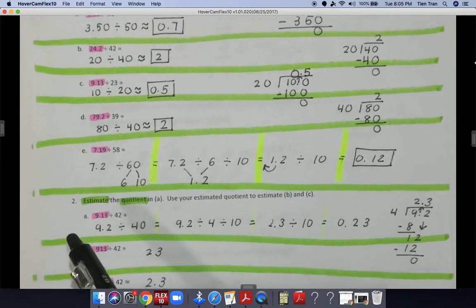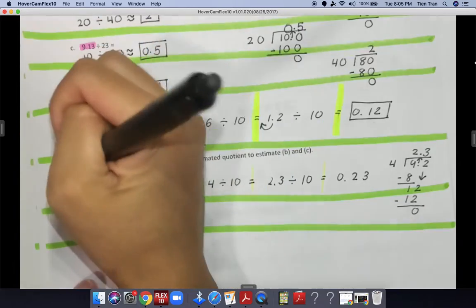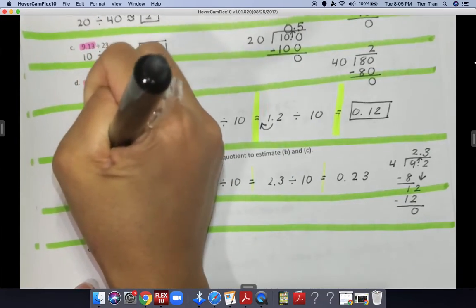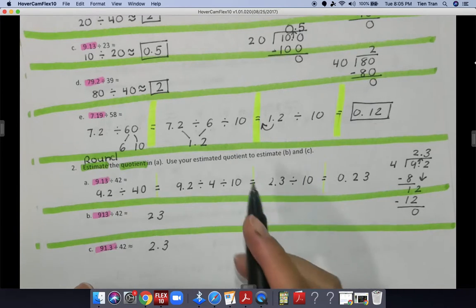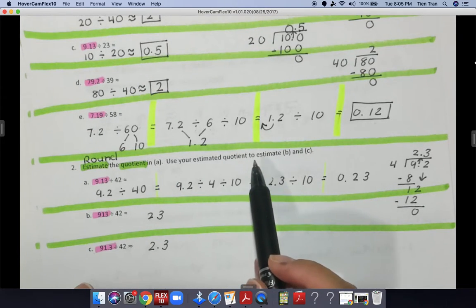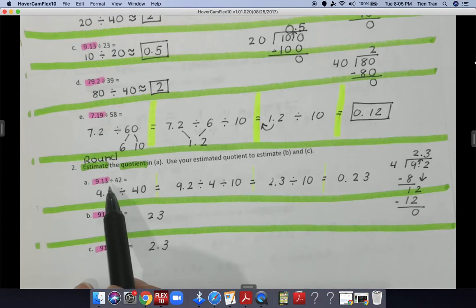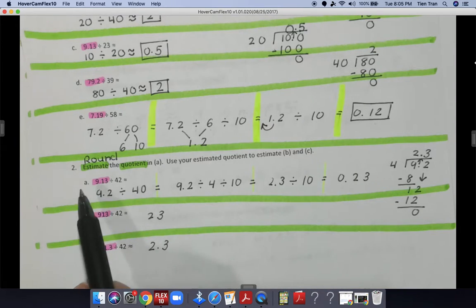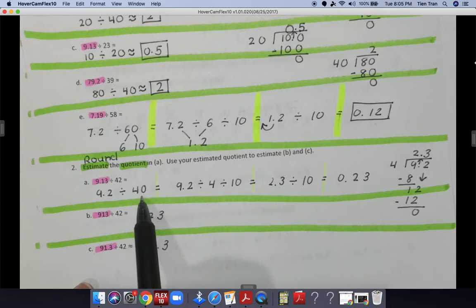Okay, now for number 2, they're asking me to estimate the quotient. Remember, estimation means to round your number, and the quotient means the answer to a division problem. So then they ask you to use your estimated quotient to estimate B and C. So right here we have 9 and 13 hundredths divided by 42. I rounded 9 and 13 hundredths to 9.2. And then I changed or rounded 42 to 40.